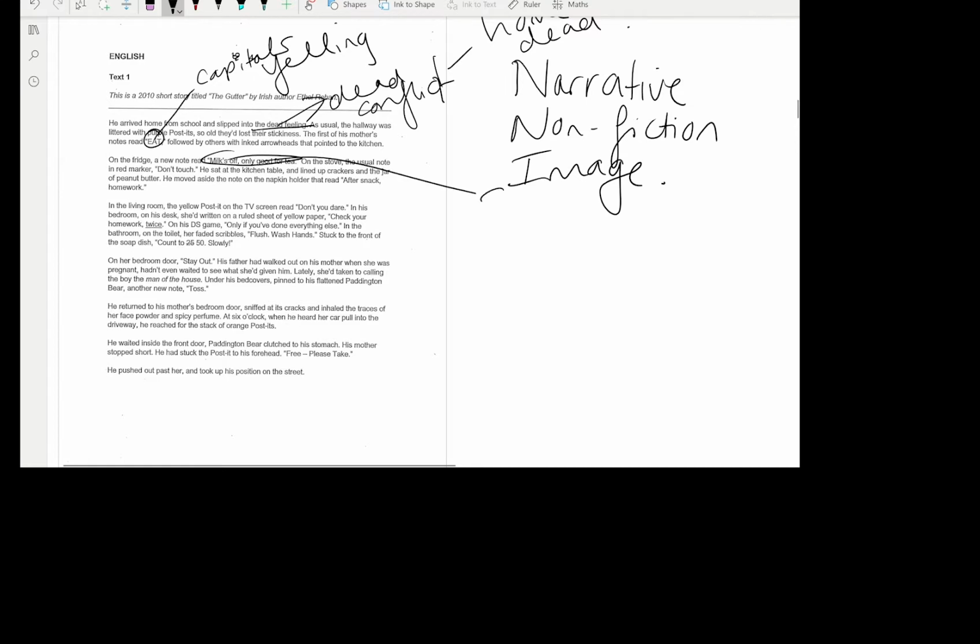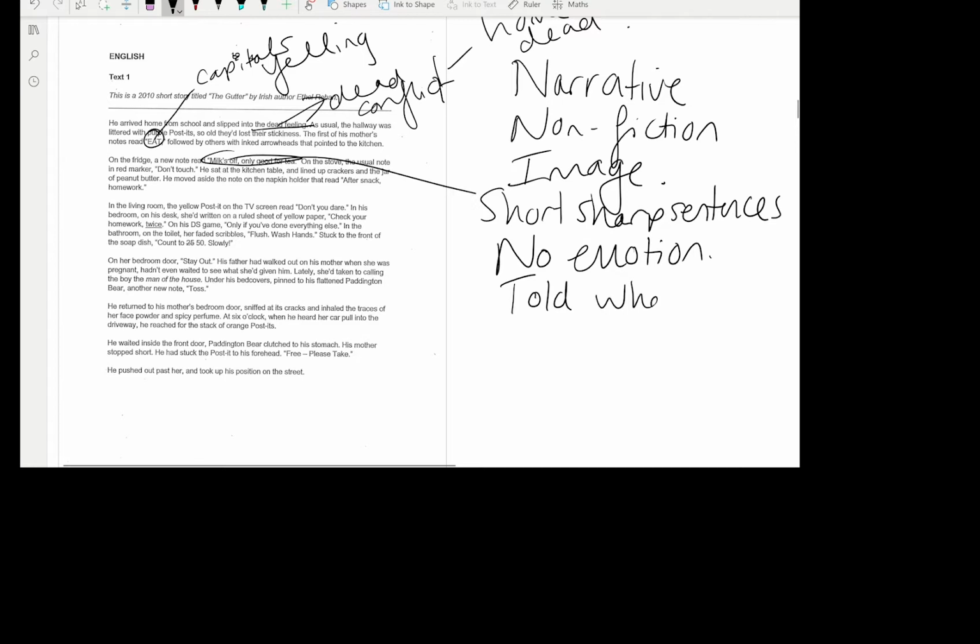So look at these short, sharp sentences. There's no emotion. There's just directions. He's being told what to do. There's no love, what you'd expect from a mother. On the stove, the usual note in red marker, don't touch. So another demand. He sat at the kitchen table and lined up the crackers and jar of peanut butter.